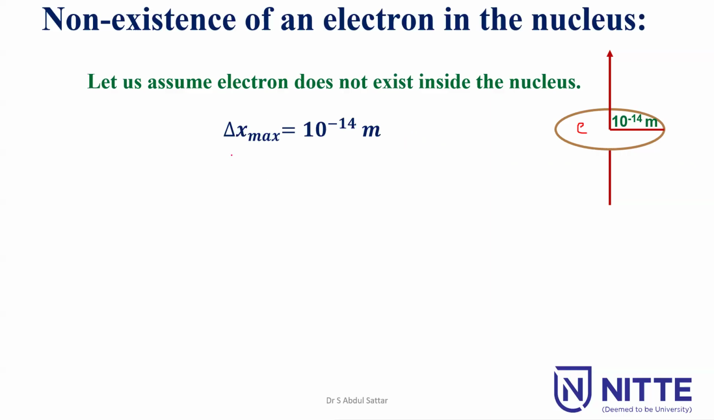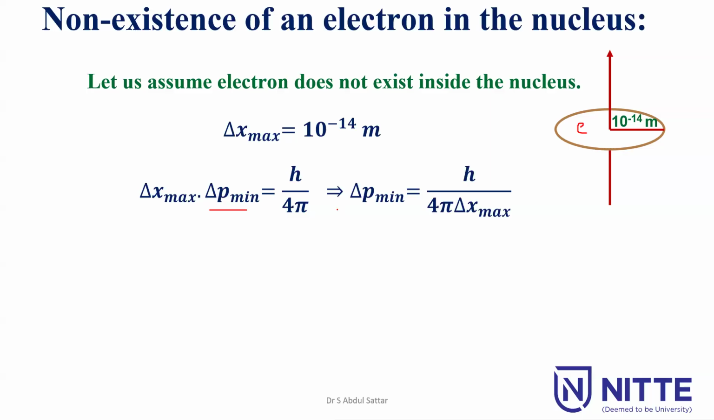So if you take delta x maximum as 10 power minus 14 meter, then according to Heisenberg's uncertainty principle, delta x maximum times delta p minimum is equal to h by 4 pi. From this, we can find the p minimum. So delta p minimum equals h by 4 pi into delta x maximum. So substitute the delta x maximum here.